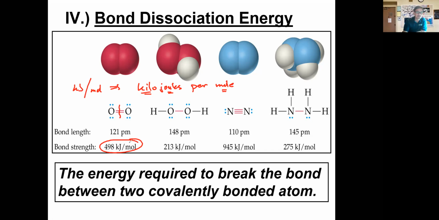So if you compare that to this bond here, which is the oxygen-oxygen single bond, which only has a bond energy of 213 kilojoules per mole, you see that the single oxygen-oxygen bond is weaker. It takes less energy to break that. That's what the bond dissociation energy tells us. So if it takes less energy to break this bond, the oxygen-oxygen single bond is weaker than the oxygen-oxygen double bond.